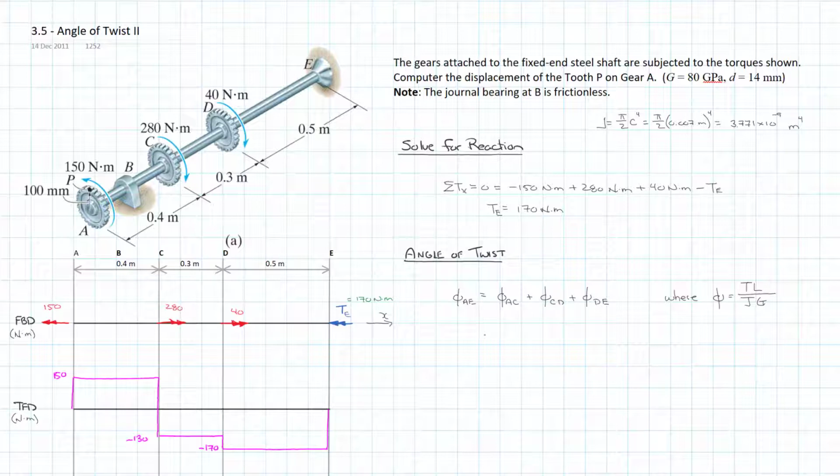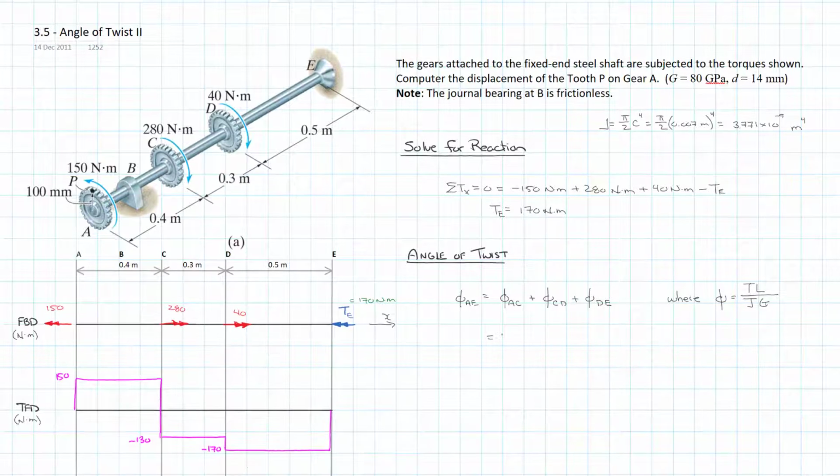So we're ready to go. We're just going to work through each of the sections individually. So I'll start with our phi A to C. And so our internal torque is 150 Newton meters. And that's right off our torque force diagram. And the length over which it's applied is 0.4 meters.